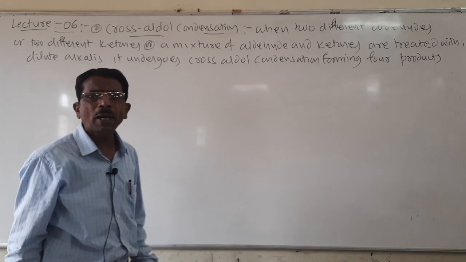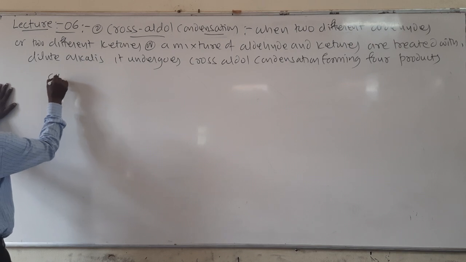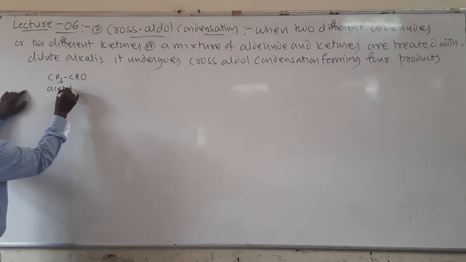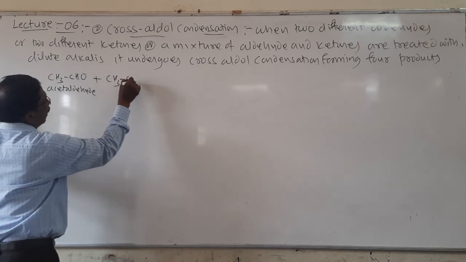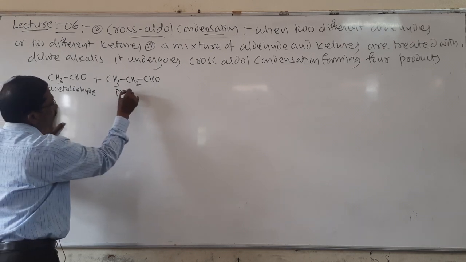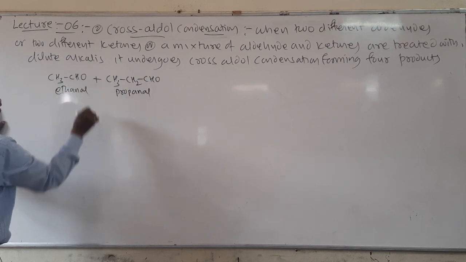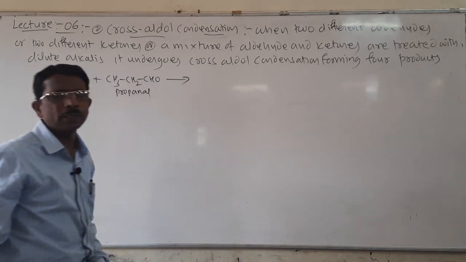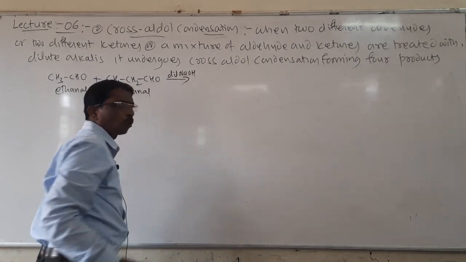Look here students, what happens here? I will write here CH3 CHO, acetaldehyde, plus CH3 CH2 CHO, propanaldehyde. I will write in short, ethanal and propanal. When these are treated with dilute alkalis or dilute NaOH, it undergoes cross aldol condensation.